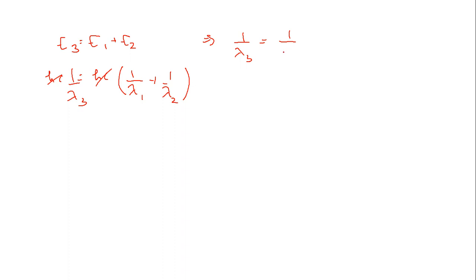Now as far as I remember from the reading, lambda 1 was 800 nanometer, or say 490 nanometer. We can just interchange the values, and this is 490. Now when you add both of them up, okay, so it will be 490 plus 800 whole upon 800 into 490.